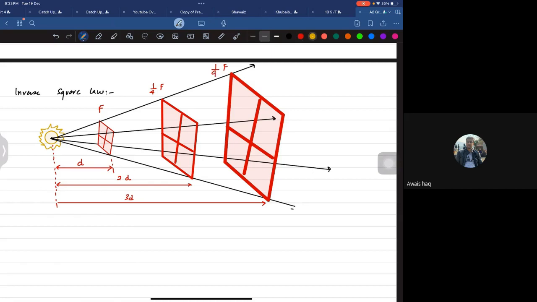And it follows through all this because the surface area of a sphere would be 4 pi r square. So basically, we can say wherever it's going, it keeps on spreading. So radiant flux intensity F is proportional to 1 upon d square, like that. You got to remember this, all right?